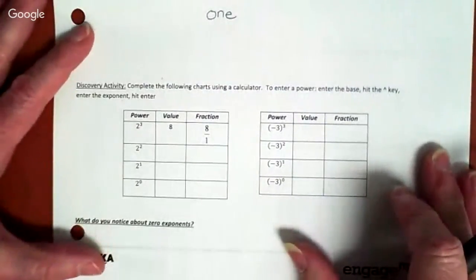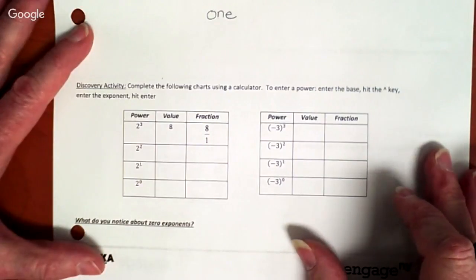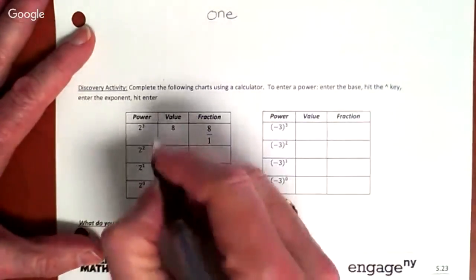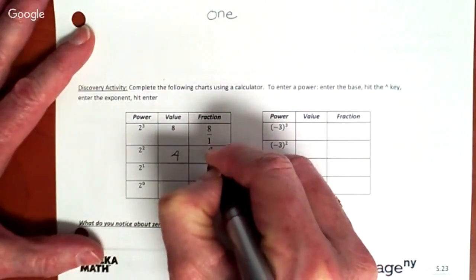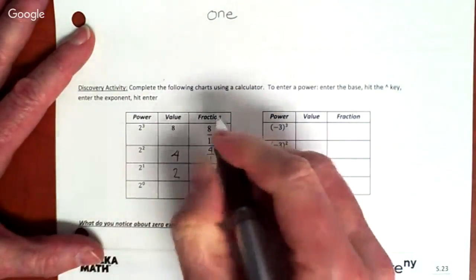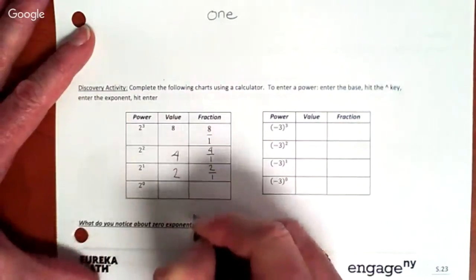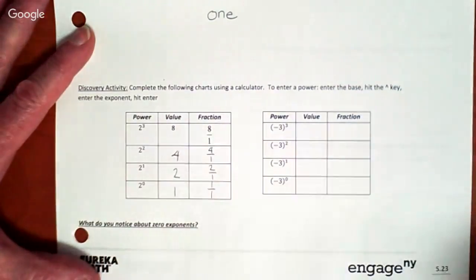So our discovery activity would be to complete the following charts using a calculator. To enter the power, enter the base, hit the arrow key, enter the exponent, and hit enter. So 2 squared, the value would be 4. To write it as a fraction would be 4 over 1. 2 to the first power would be 2, or 2 over 1. And 2 to the 0 power would be 1, or 1 over 1.